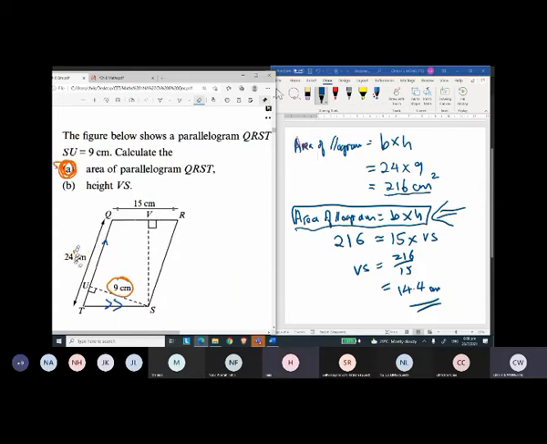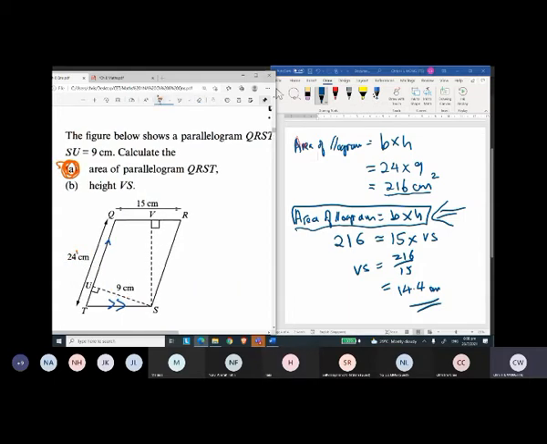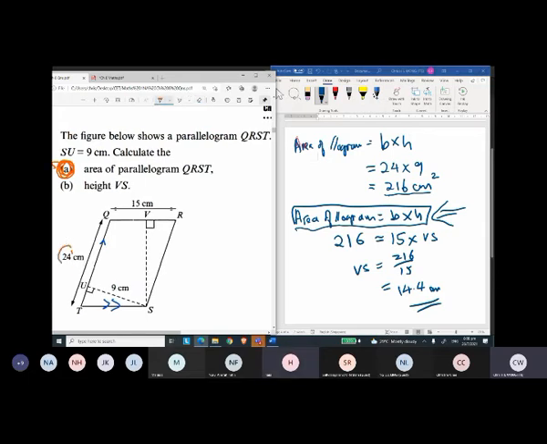Oops, I repeat, I erase everything first. If you are taking the base as 15, your height must be VS, the height. And if you are taking the base as 24, the height must be what? 9 cm. Very good. Why? Because it must always be perpendicular. Can you see the perpendicular thing? Oh, okay, now I understand. So if you take the base as 15, this is the height because there's a perpendicular thing. Okay, thank you, Mr. Wong.